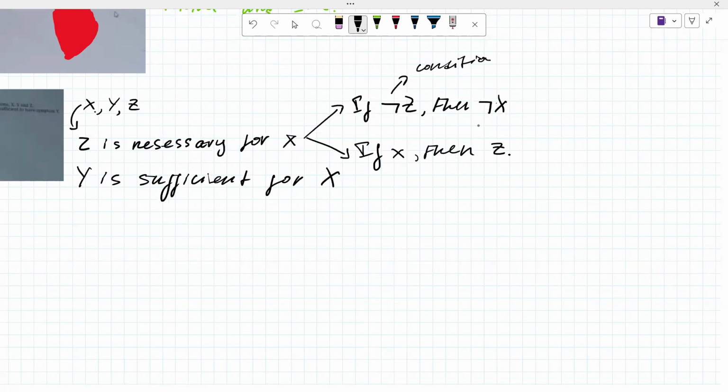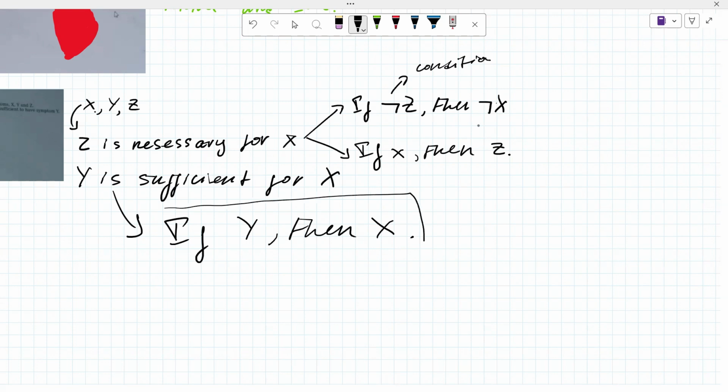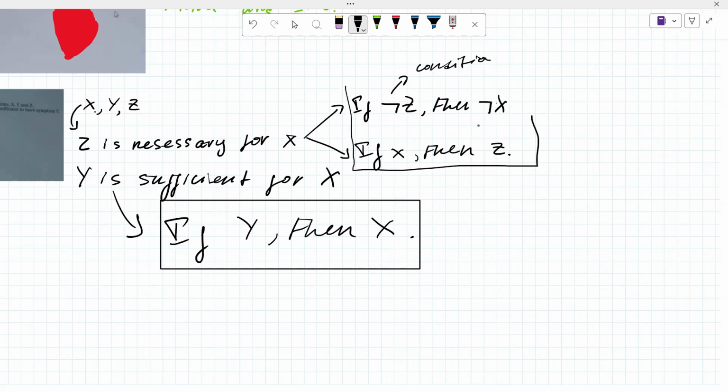Anytime you have a sufficient condition, anytime you have Y is sufficient for X, you can rewrite it as if Y, then X. It means that Y guarantees X. If Y is true, then X is true. So you have only one conclusion from here: if Y, then X, and from the necessary statement you have two conclusions.